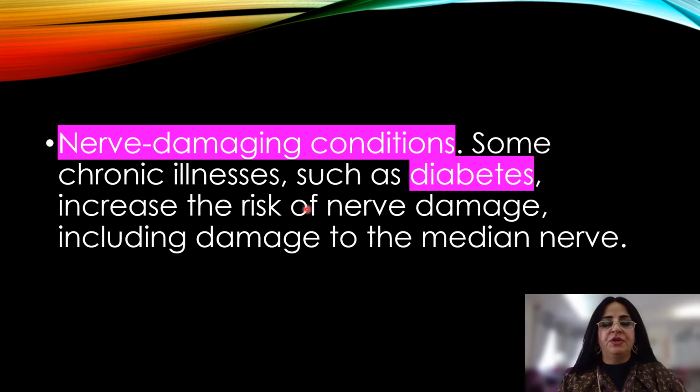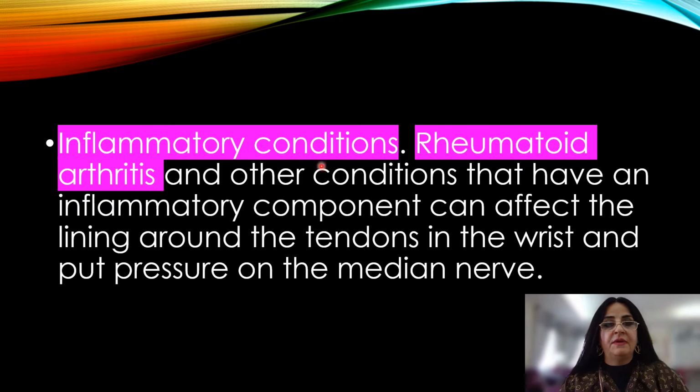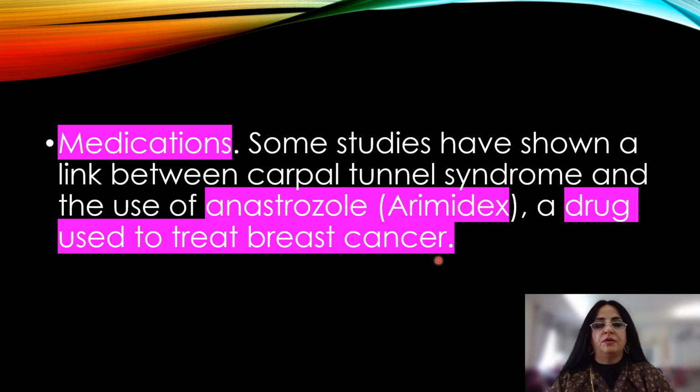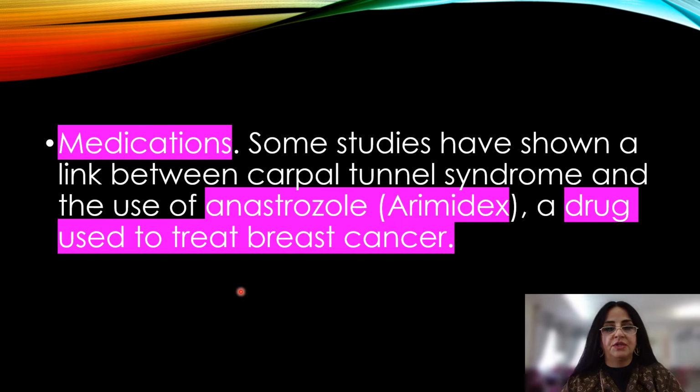Nerve damaging conditions like chronic illnesses such as diabetes can increase the pressure on the median nerve and create carpal tunnel syndrome. Inflammatory conditions, rheumatoid arthritis, and any other condition which creates inflammation in the carpal tunnel area can be the reason for carpal tunnel. Medications. Some of the medications, it's been said, which used to be given in breast cancer treatment, can be the reason for carpal tunnel syndrome.